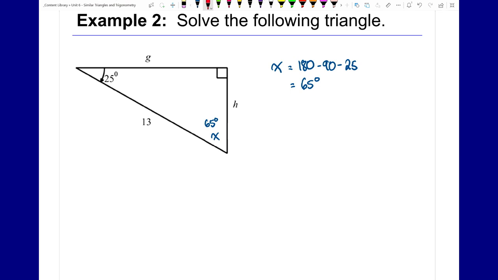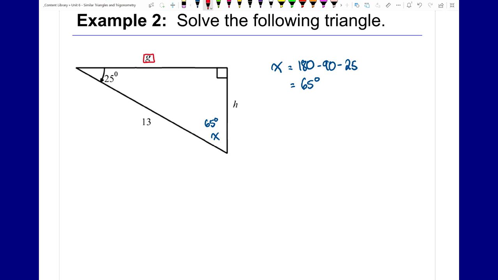So it doesn't really matter which one we solve for. We can pick whichever one. I'm going to solve for G. I'm going to solve for this side length, sorry.